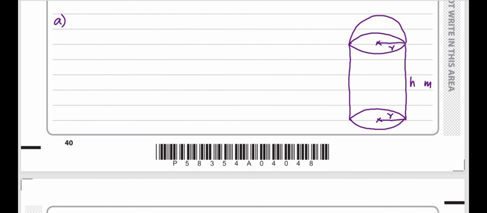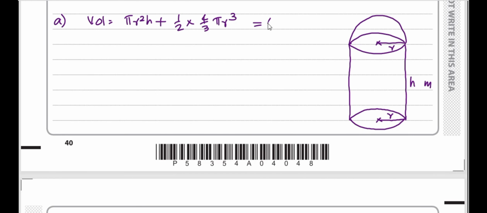I have captured the sketch of the shape here so that it will appear alongside our answer. Let us start by writing the volume of the shape. Volume equals volume of the cylinder, pi r squared h, plus volume of the hemisphere, half times 4 over 3 pi r cubed. And as per the question, this is equal to 6 meter cubed.